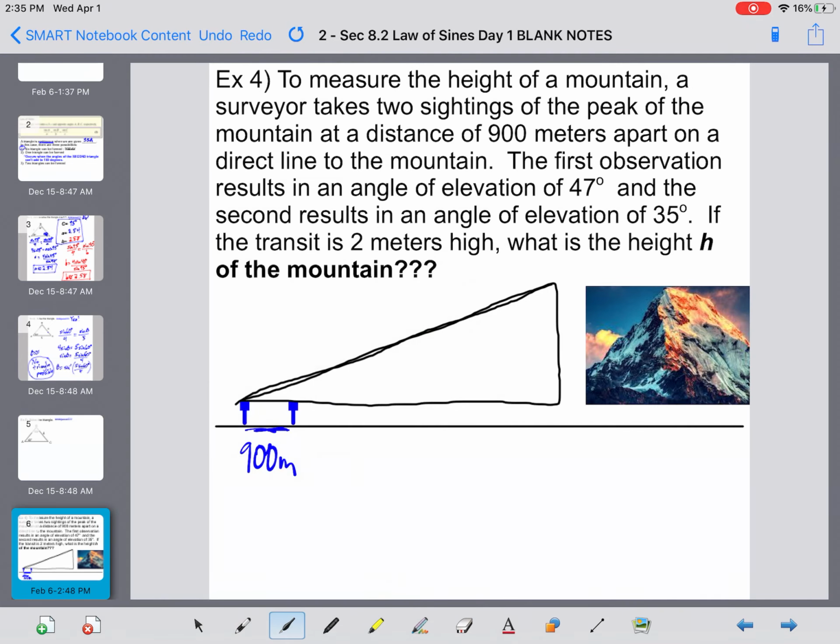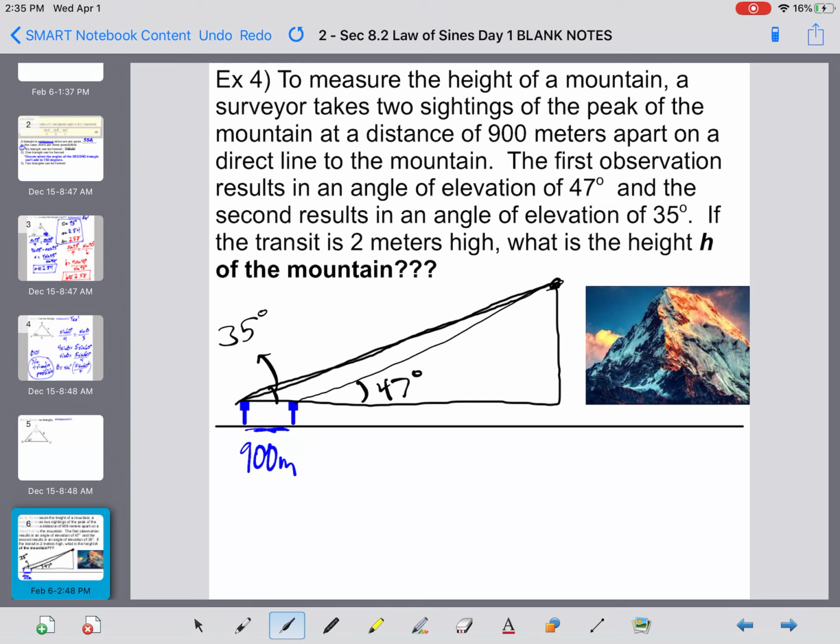So here's the 47 degrees. His first observation was here, right? The top of the mountain's up there. So this right there is the 47 degree angle. It says the second measure results in an angle of elevation of 35 degrees. So that's this little angle in there. That's 35 degrees, right?